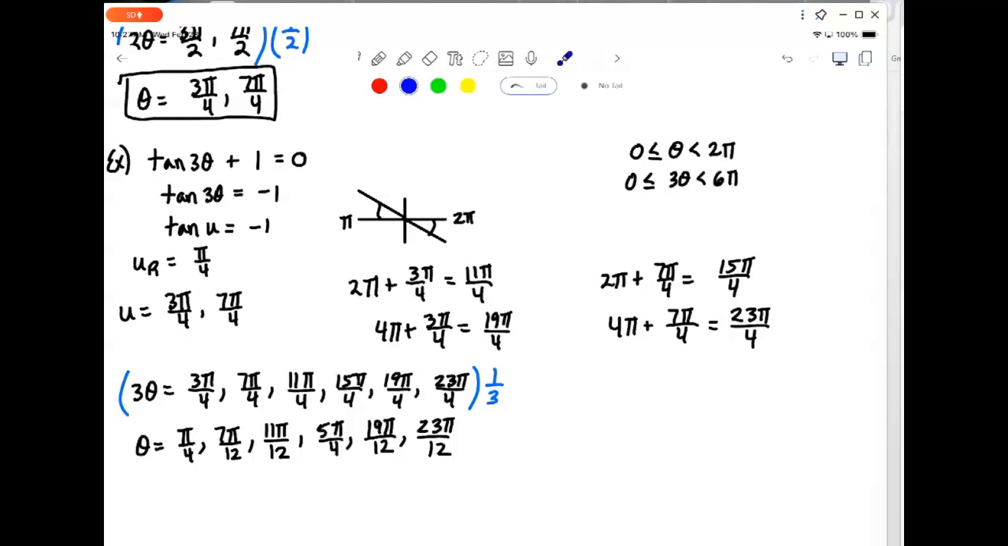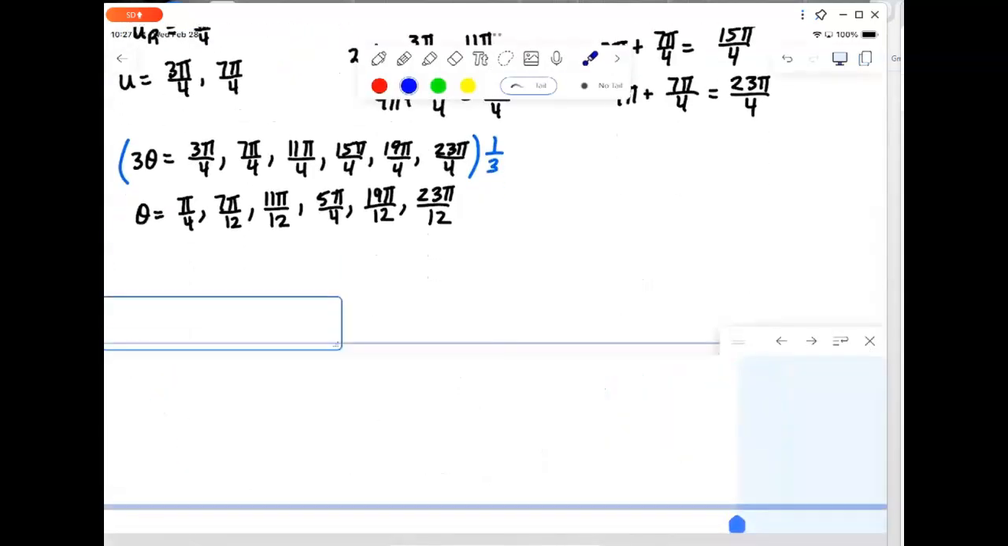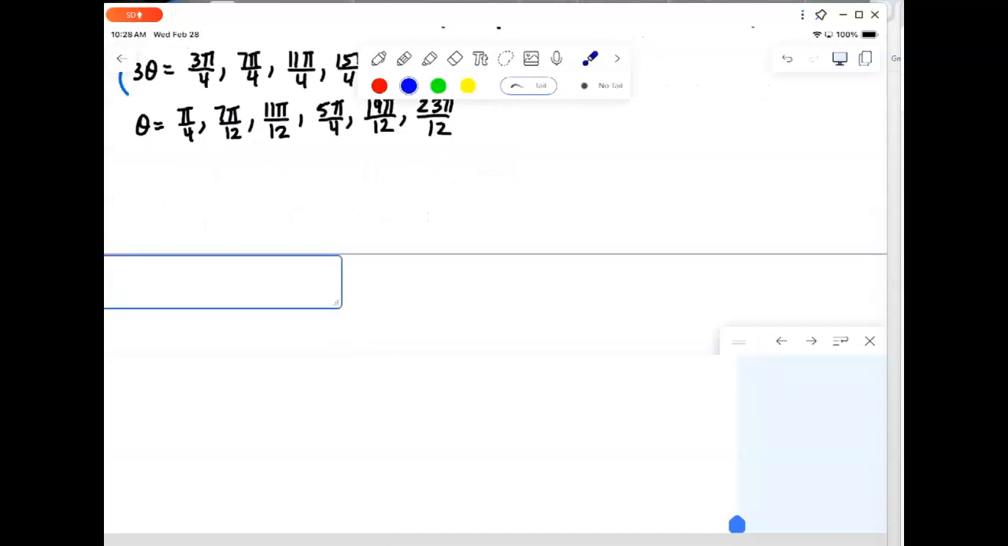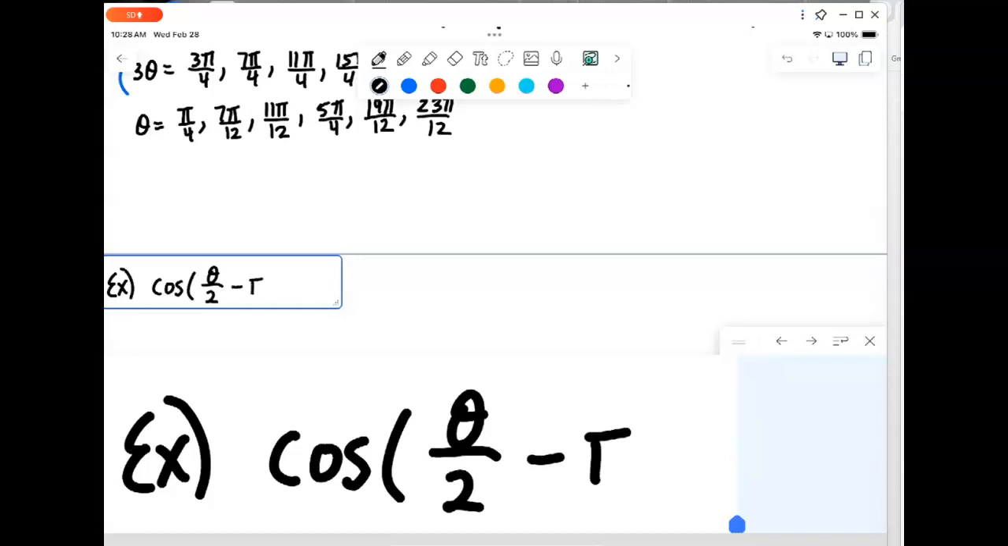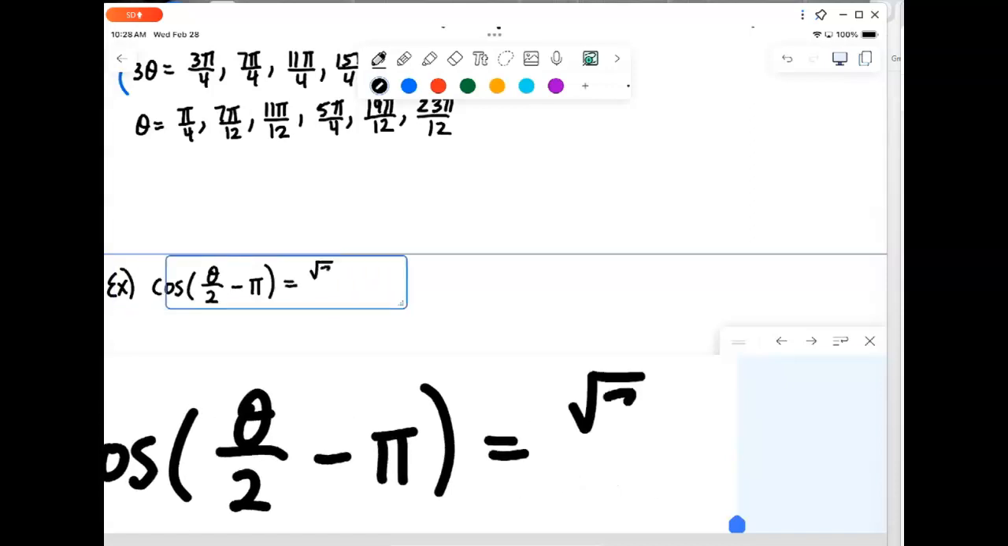Okay, welcome back. Now our equations get just a little more complicated. So in our next example here, not only do we have something altering the angle, but it's altering it even more. So consider, for example, the equation here, cosine of theta over 2 minus pi equals, let's say, square root of 2 over 2.